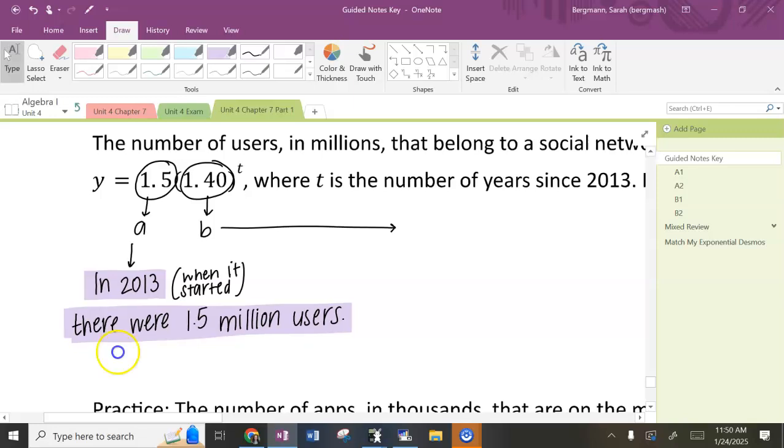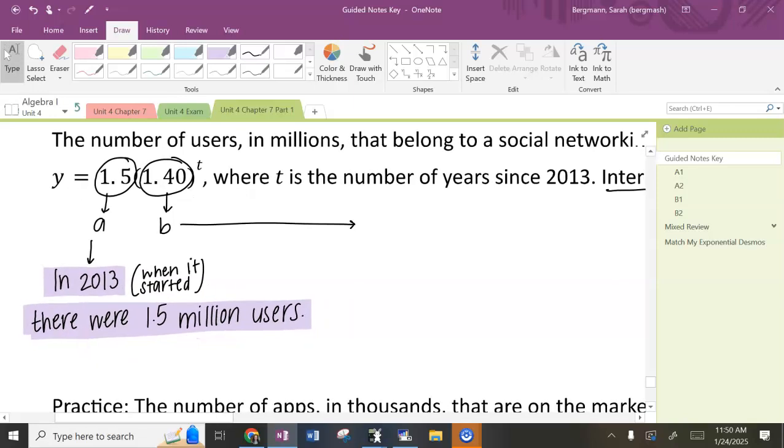Now you can use b to figure out the rate of growth or decay. Think back to what we learned: if the base is greater than 1, we know it's growth. If the base is between 0 and 1, it means it's decay. So before we even find the rate, we know this is going to be exponential growth because the base is greater than 1. To figure out the rate of growth, we use 1 plus r equals the base. If 1 plus r is 1.4, you should be able to solve that for the rate. You subtract 1 from both sides, and you get the rate is 0.4.